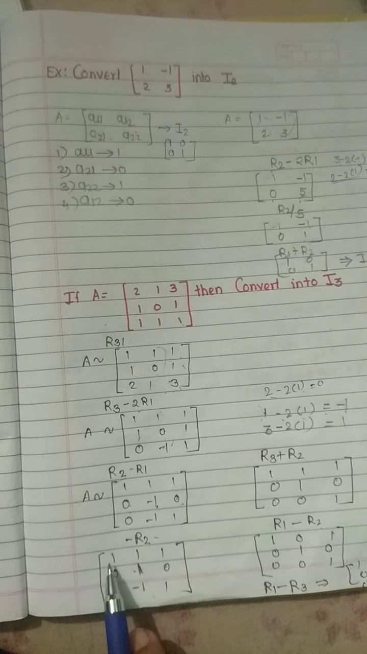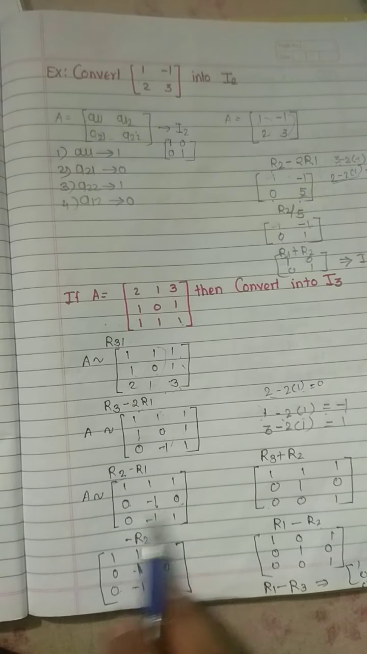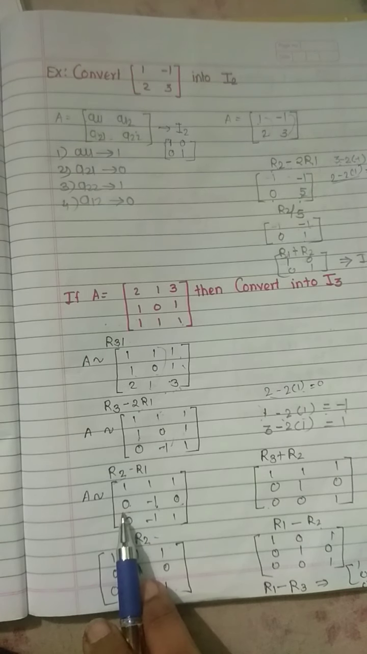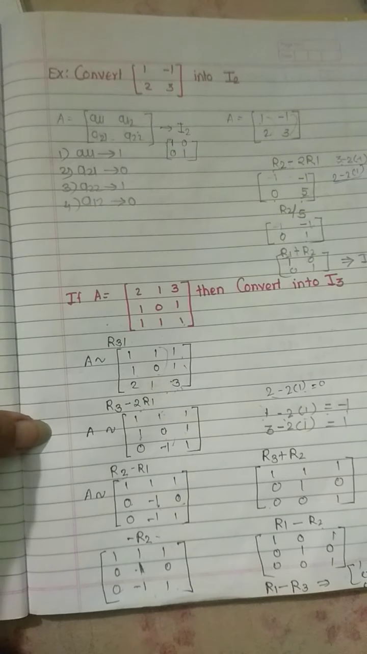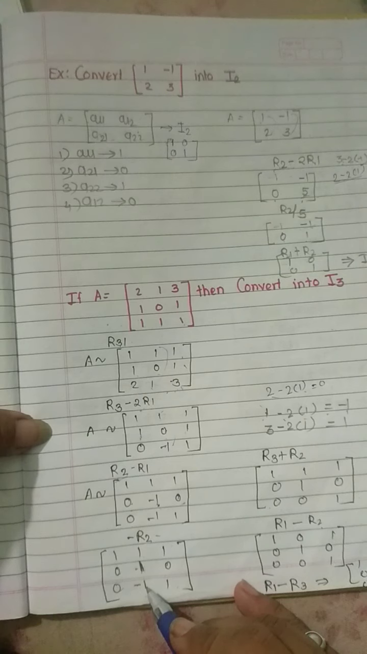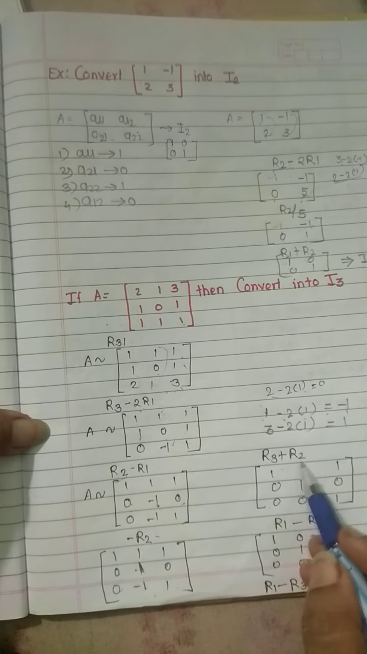That is, the matrix converts into the matrix with first row elements 1 1 1, third row elements 0 minus 1 1, and we multiply minus 1 into the R2 row. Minus 1 into 0 is 0, minus 1 into minus 1 is nothing but 1, 0 into minus 1 is nothing but 0. Next step, reduce the A32 position element to 0 using the operation R3 plus R2.